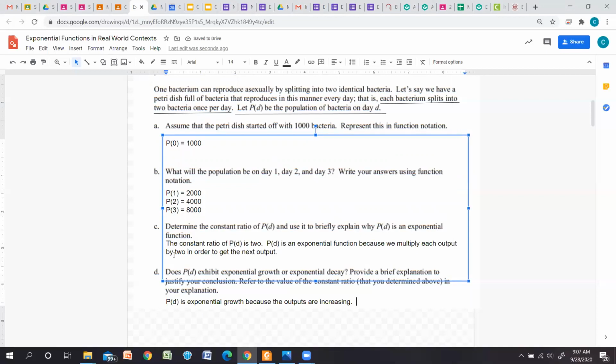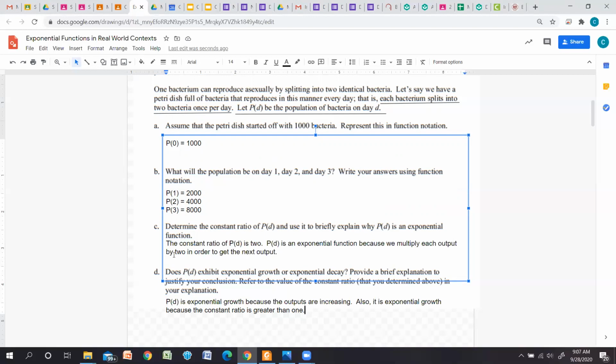However, we did not refer to the constant ratio. So if we want to refer to the constant ratio, we could also say it is exponential growth because the constant ratio is greater than 1. Remember, if it's between 0 and 1, it's decay. If it's greater than 1, it's exponential growth. All right, so now I think we understand this function better and this situation with the bacteria.